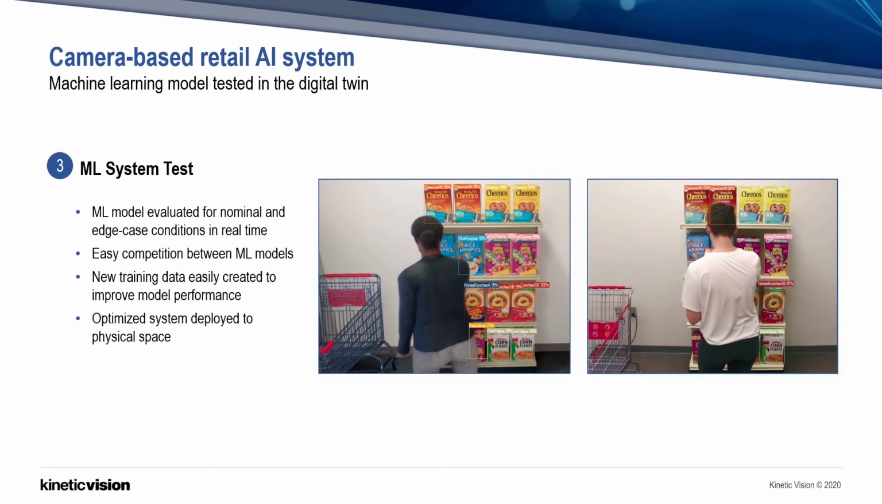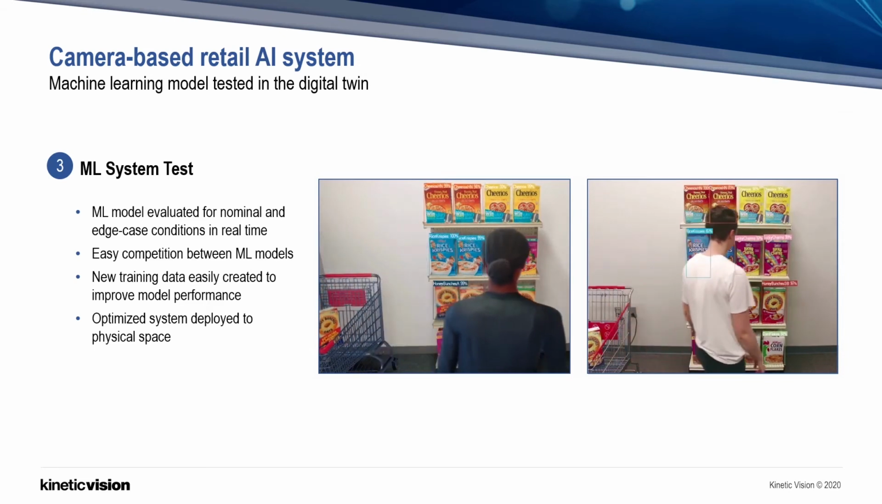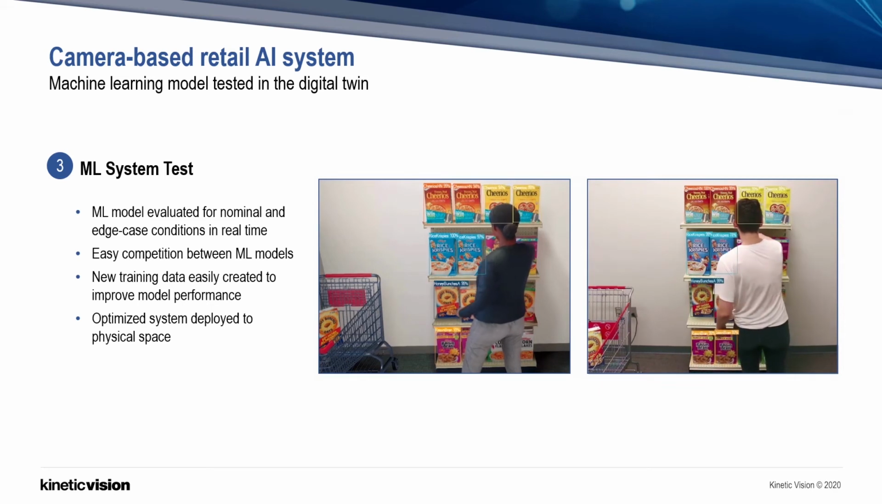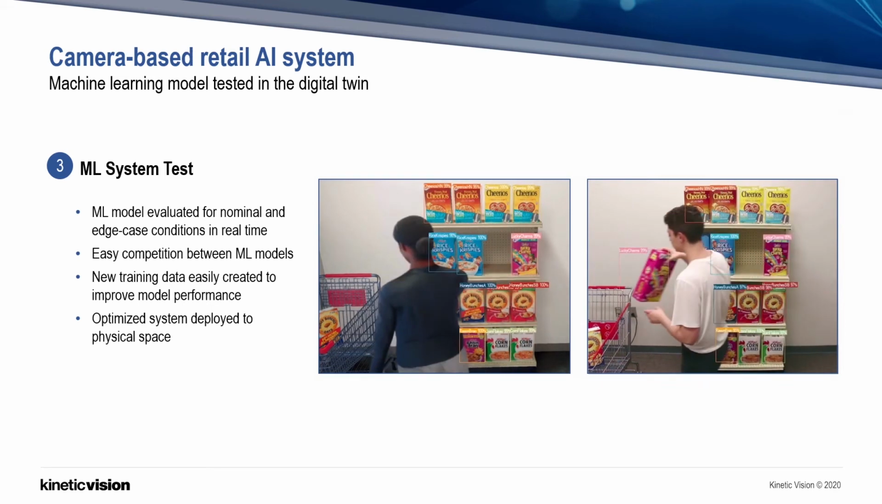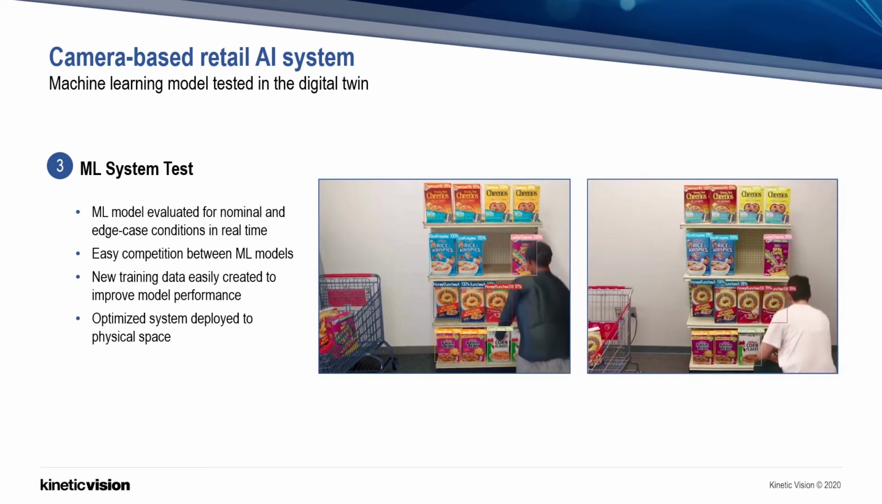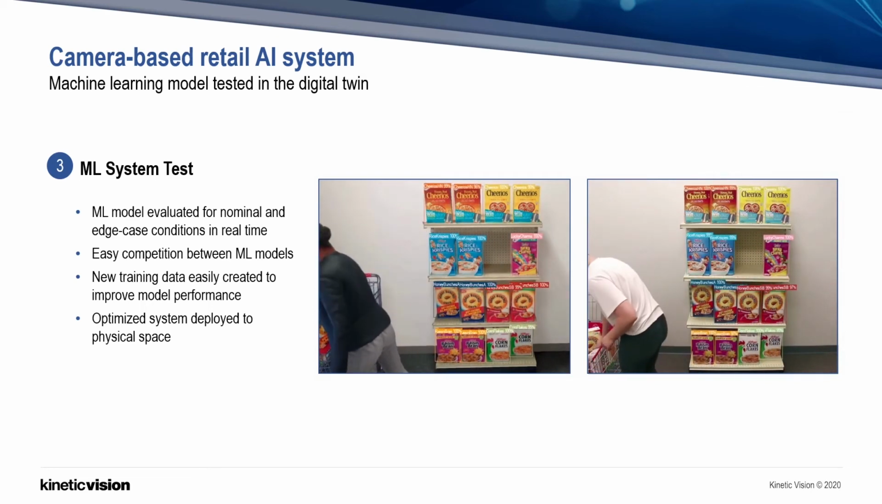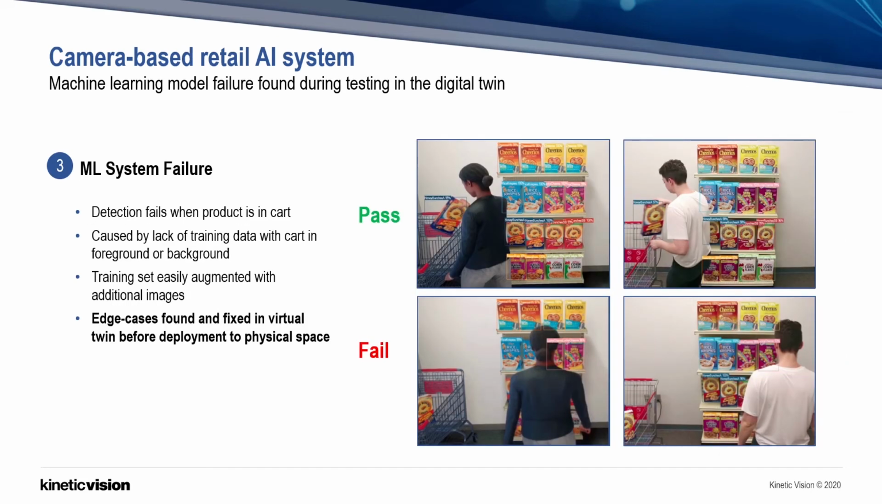Here, the machine learning model is being tested in the digital twin using the pre-recorded avatar motion. However, the AI model can also be tested in real time. Actual video of a test shopper is shown on the right. The AI model's performance is very good until products are placed in the cart, where detection fails. What is important, however, is that the twins behave similarly, and the virtual system mimics the physical outcomes.